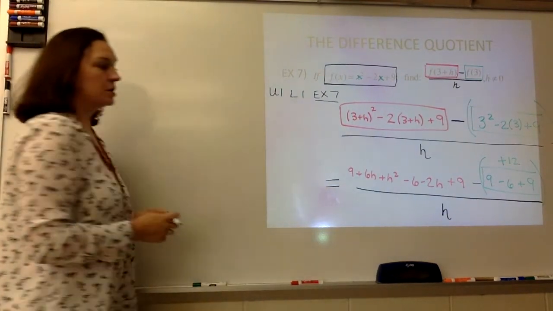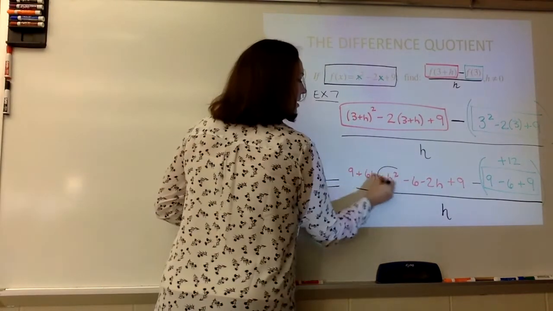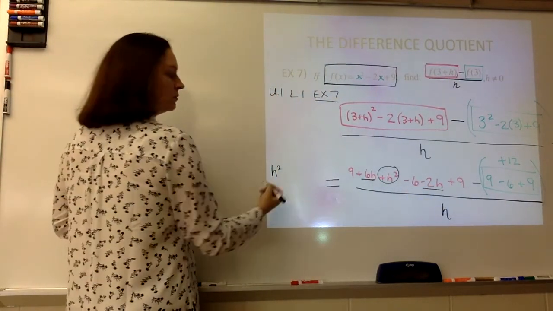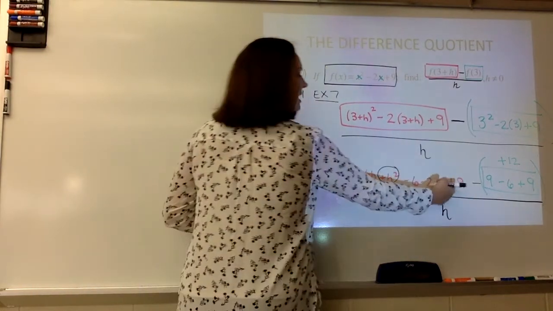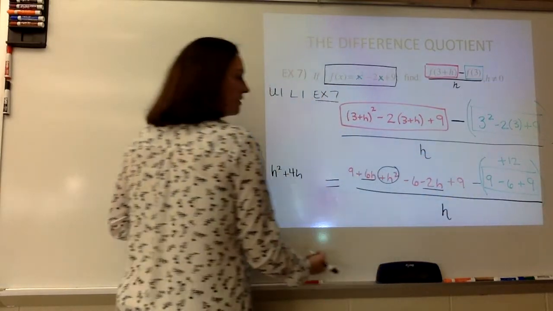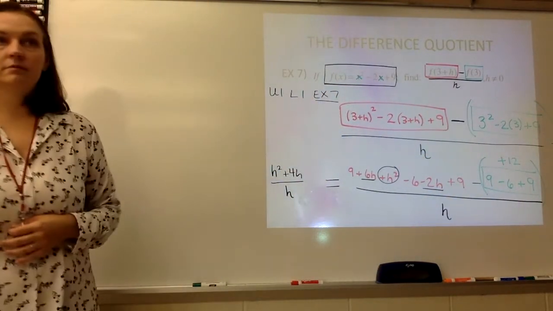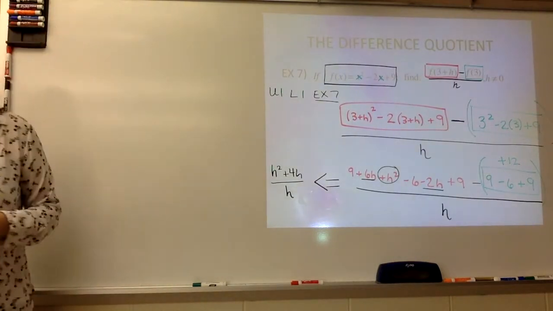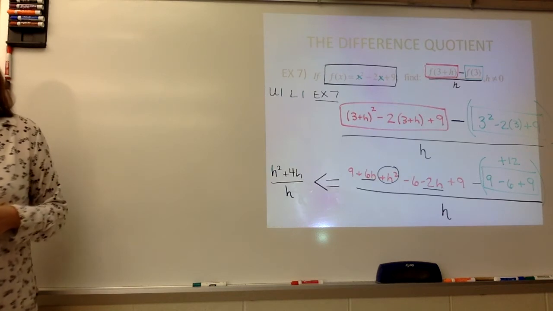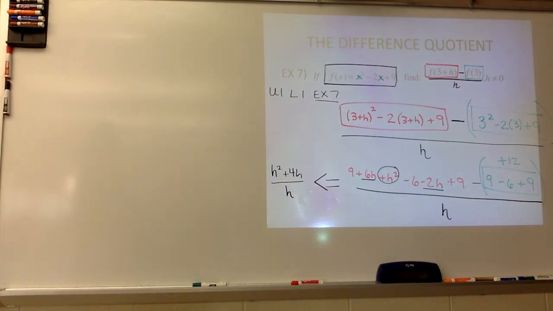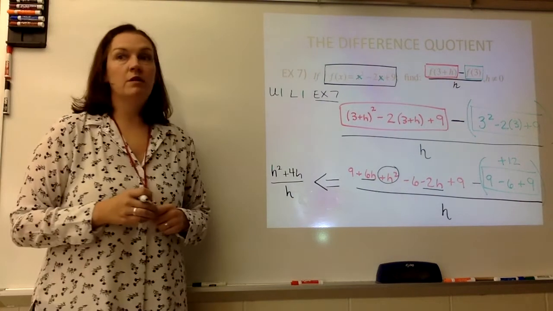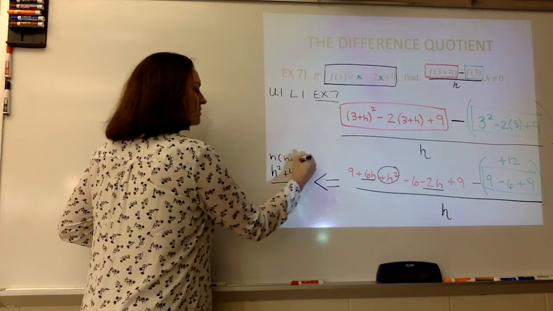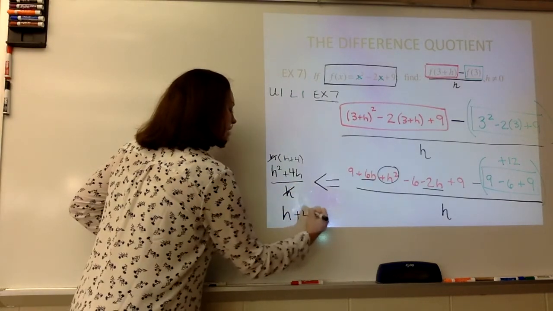From here, I want to combine like terms. So I have my h squared up top. 6h minus 2h gives me 4h. 9 plus 9 is 18, minus 6 is 12. Minus 12 gives me 0, all of which is over h. Okay, so I'm kind of working in this direction here. And then lastly, how can I reduce h squared plus 4h? Can be reduced. Right. If I look up top, I can factor out an h plus 4. That cancels my h's, so my final answer is h plus 4.